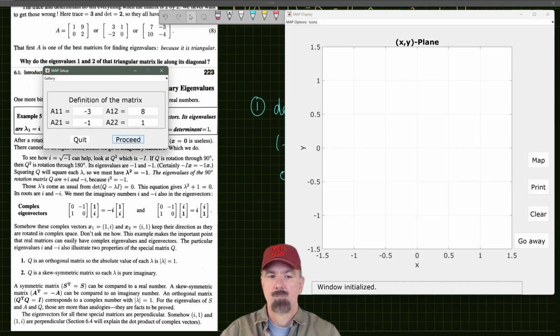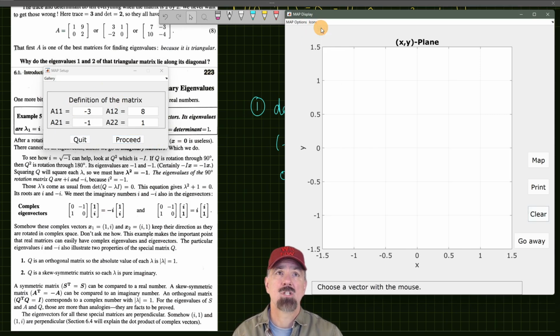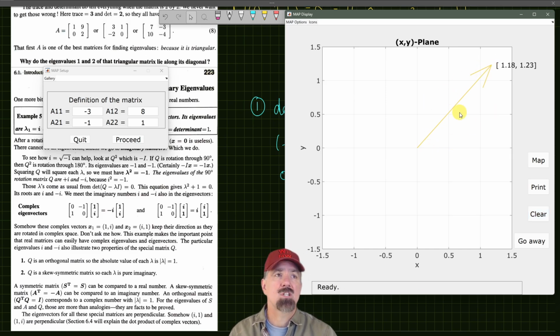Let's take a look. All right, so I have the map program up here. This is the matrix that we're interested in. And I'm going to use a different icon this time. I'm just going to draw a mouse vector. And sorry, we're back to the yellow vector here. But the question is, what's going to happen?